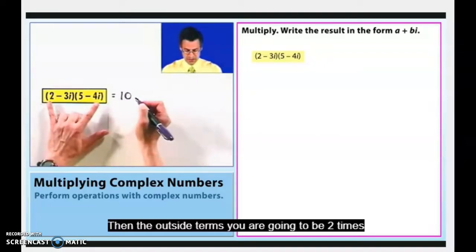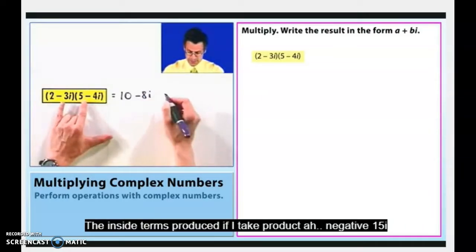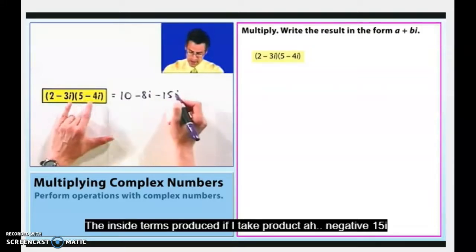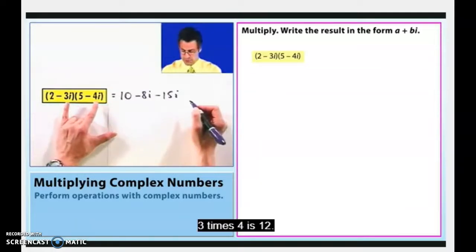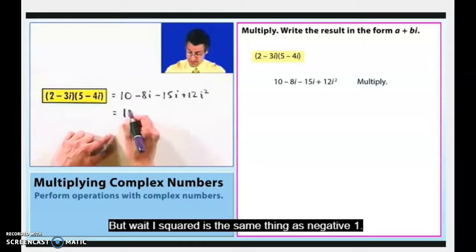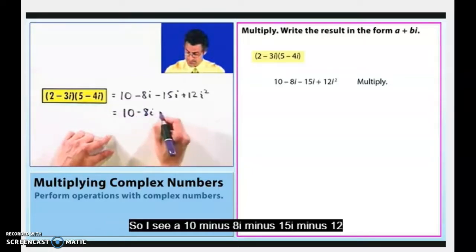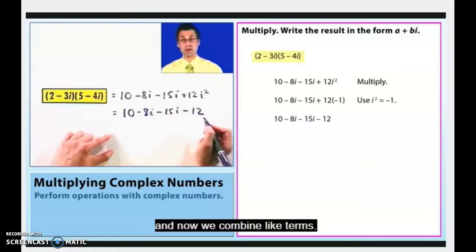Then the outside terms here are going to be 2 times negative 4i. That's going to be negative 8i. The inside terms produce, when I take the product, a negative 15i. And the last times the last, negative times a negative is a positive. 3 times 4 is 12, 12i squared. But wait, i squared is the same thing as negative 1, so I see a 10 minus 8i minus 15i minus 12.